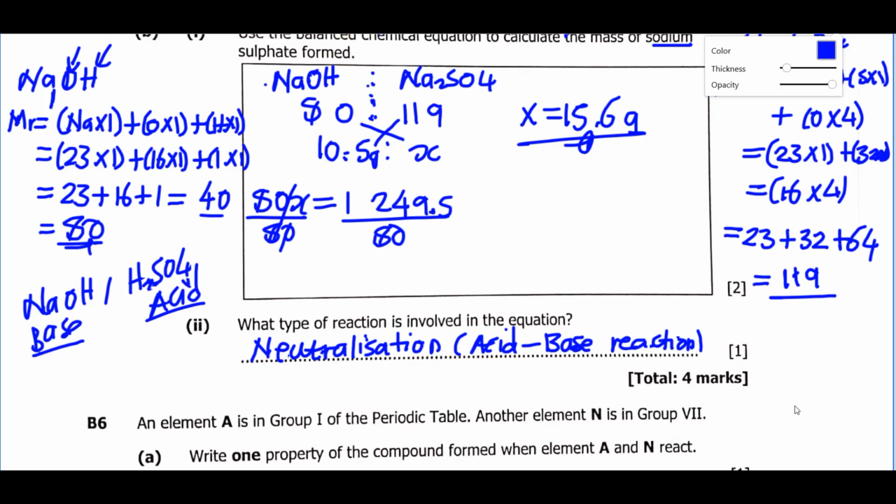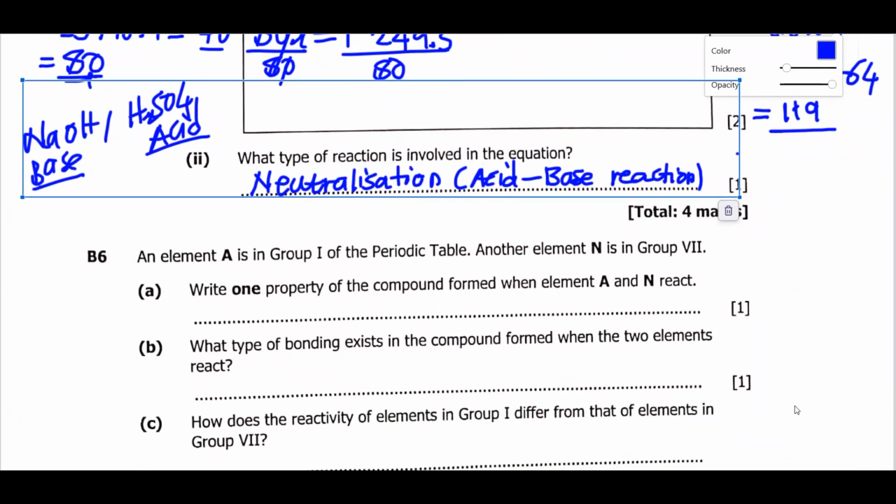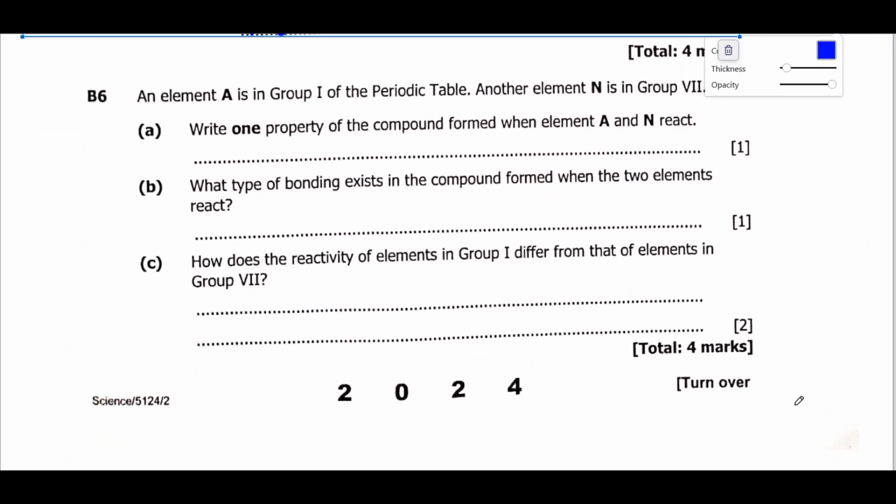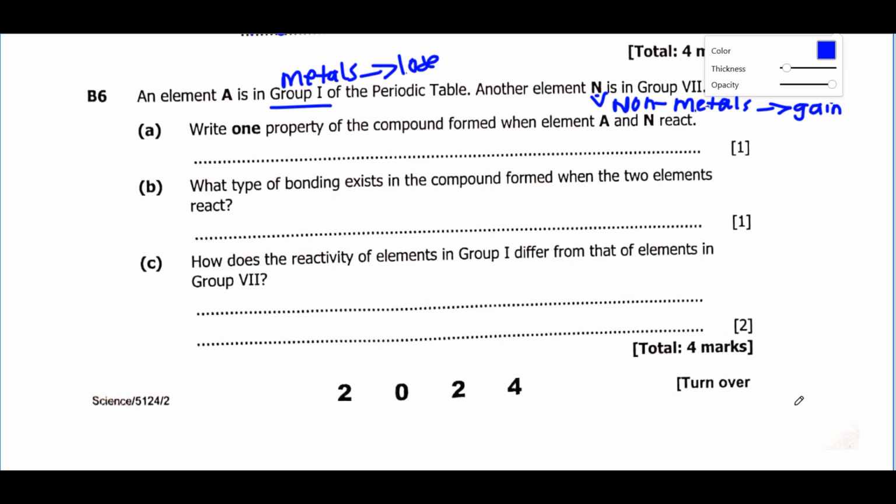Okay, so now let's go to question number 6. An element A is in group 1 of the periodic table. Group 1 are metals. Another element N is in group 7, so these are non-metals. So at least we've identified the first thing. Metals lose electrons to become stable, non-metals gain electrons to become stable, so they are electronegative.